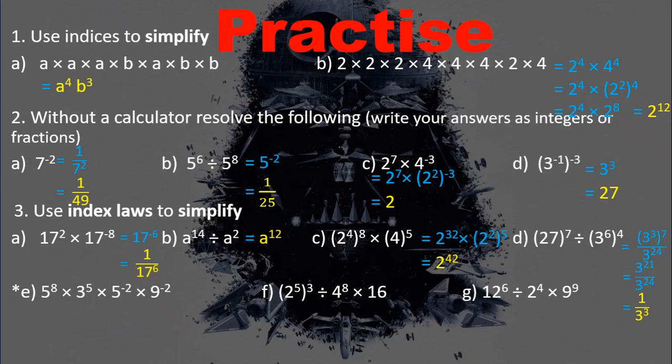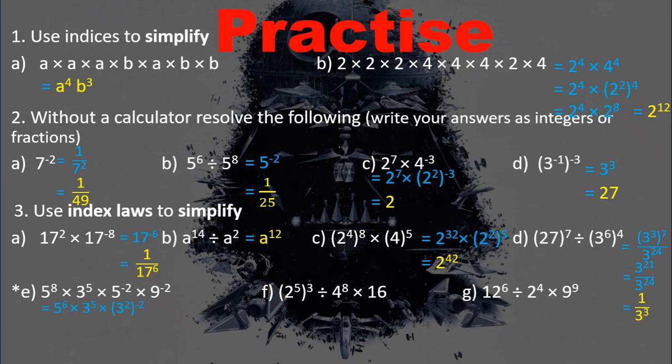Question E has got a star next to it because it's a challenging one. We cannot get all of these index terms to have the same base. However, we can group our bases of 5 together. 5 to the power of 8 times 5 to the power of -2. We'll do 8 minus 2 is 6.